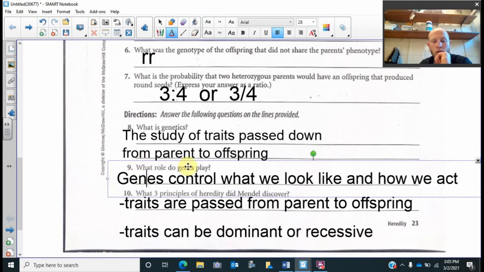This number 9 says, what role do genes play? Genes control what we look like and how we act. What are 3 principles? I only required you guys to do 1. But traits are passed down from parent to offspring. That's what Gregor Mendel found out about pea plants. And then traits can be dominant or recessive, meaning one trait you get from one parent may be different from the trait you get from the other parent, but only one's going to show in front of the other. So whichever one shows over top of the other is the dominant allele or the dominant trait.